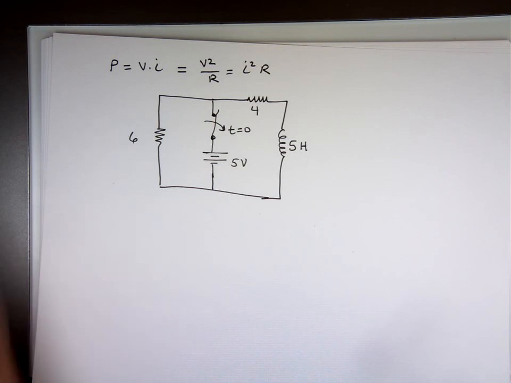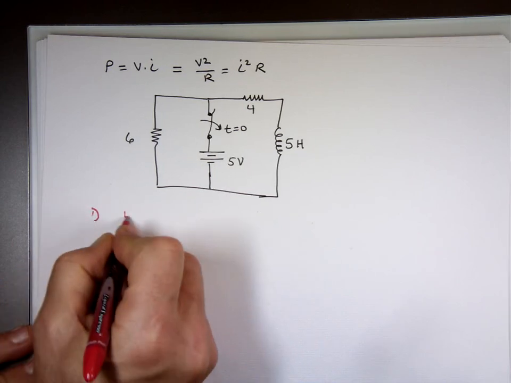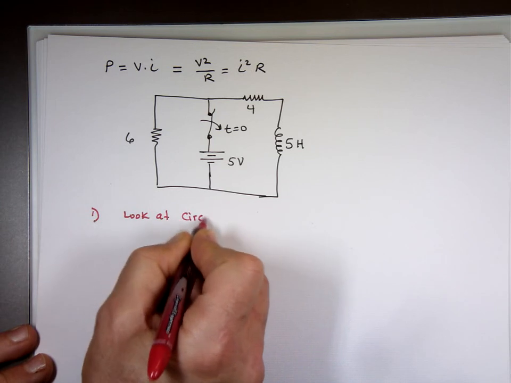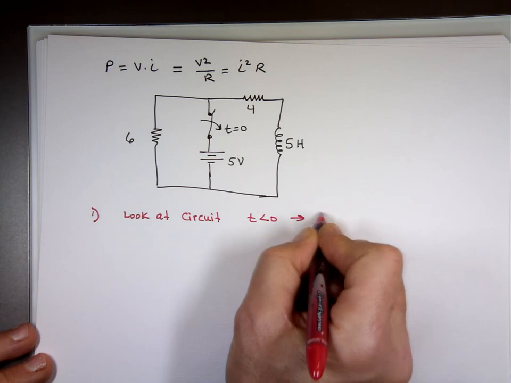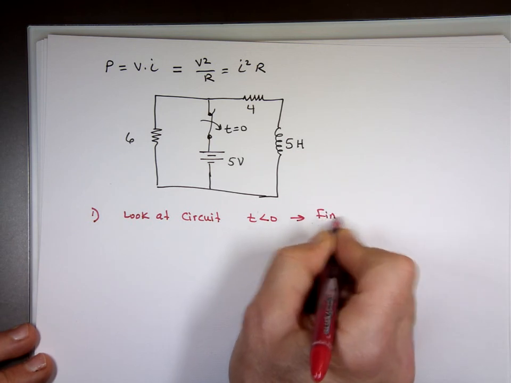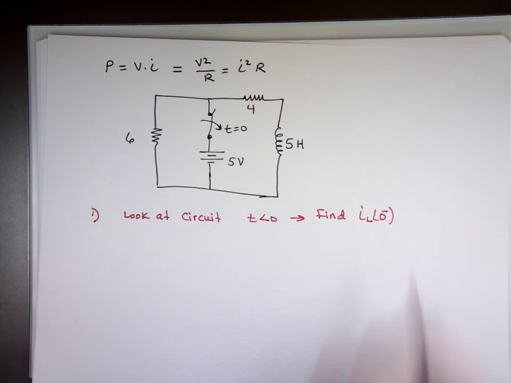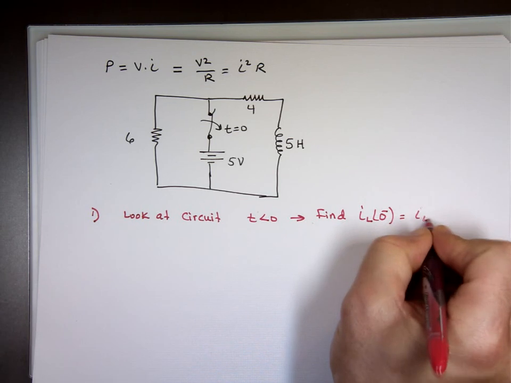Here's the process. We're going to look at the circuit when t is less than 0 and find, when you have an inductor, I sub L at 0 minus. That's the first step. Which will be what? I sub L at 0 plus.